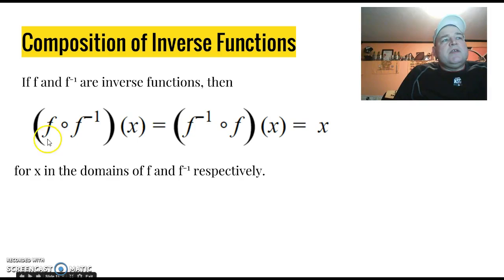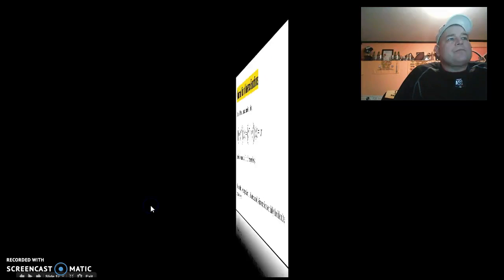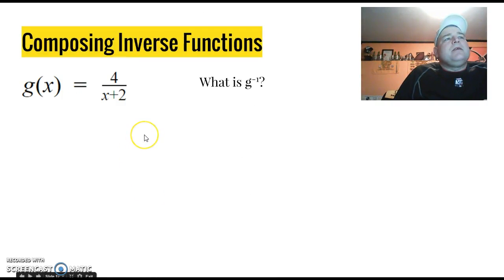This is so. If you're dealing with something and you don't have values in the domain, then it's not going to work. Such as in these next examples. This says that the composition of a function and its inverse is essentially the identity function y equals x. Take a look at this. G of x equals 4 divided by x plus 2. This is a rational function. We're going to talk about these in Chapter 8. What is the g inverse?